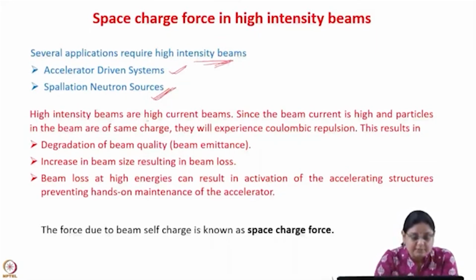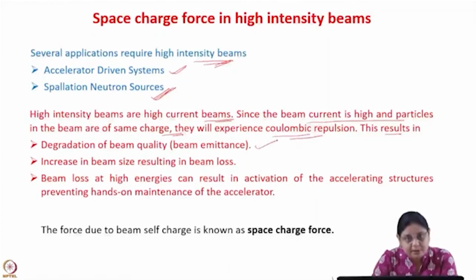So high intensity beams are high current beams, and since the beam current is high and particles in the beam are of the same charge, they will experience Coulombic repulsion. This results in degradation of the beam quality, so the beam emittance will increase. The beam size will also increase, resulting in beam loss. Since these forces are repulsive, the beam size tends to increase, and if the beam hits the aperture, the beam will be lost.